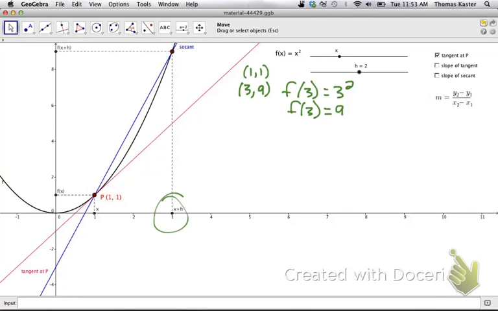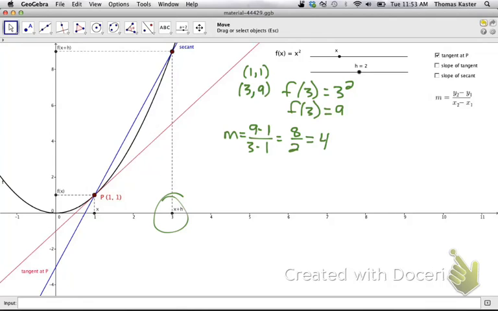So we're going to find our slope. Our slope is going to be 9 minus 1 over 3 minus 1, which is 8 over 2, which is a slope of 4. Okay, so we have the slope of our secant line at 4. And again, the slopes between the two are very different.